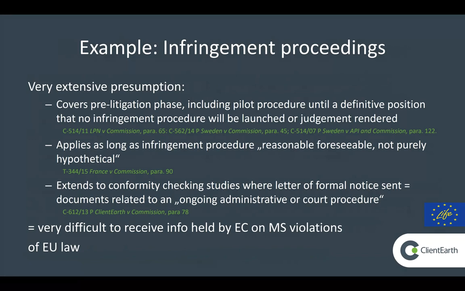It includes the pilot procedure that gathers information about the infringement by the member state of European Union law, basically until it has taken a definite position not to pursue an infringement procedure, or until a judgment has been rendered or the case discontinued. And it applies, that's what the court has stated, as long as the Commission can establish that it's reasonable, foreseeable, and not purely hypothetical that it will actually launch an infringement procedure.